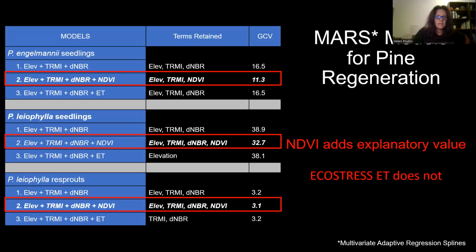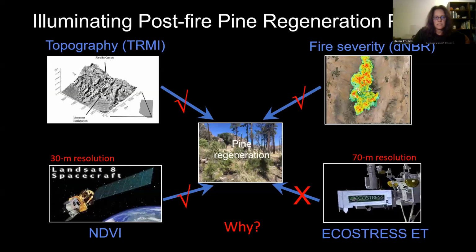And so what we see is that using MARS regression modeling, elevation, TRMI, and NDVI from Landsat add explanatory value, but we don't see significant model improvement when we add ECOSTRESS data. And so why might that be? I think we're working, as you can see in the top left, in really topographically dissected landscapes. And so I think that 70-meter resolution pixel might be testing the limits of its performance in terms of characterizing pine regeneration that happens at a fairly small scale.